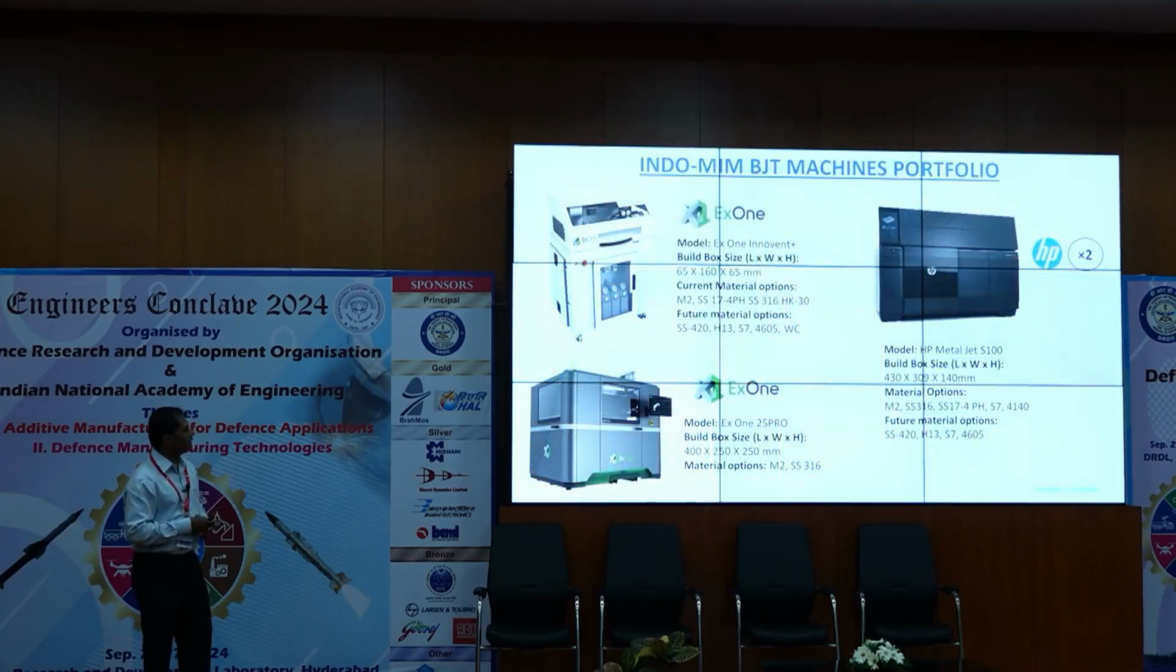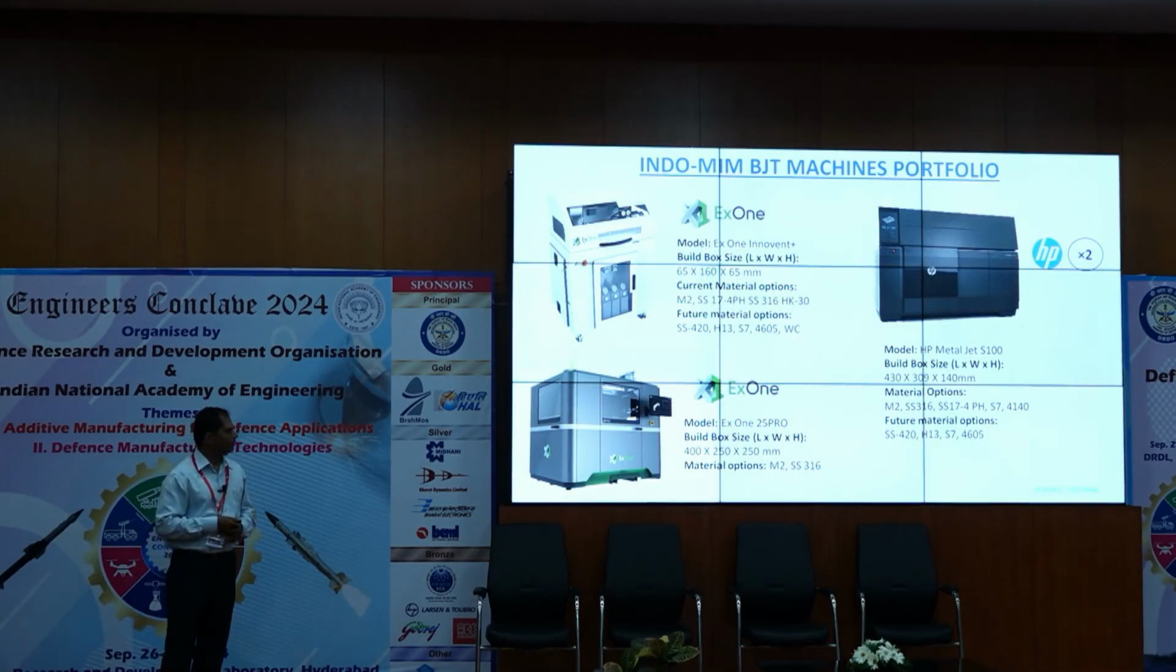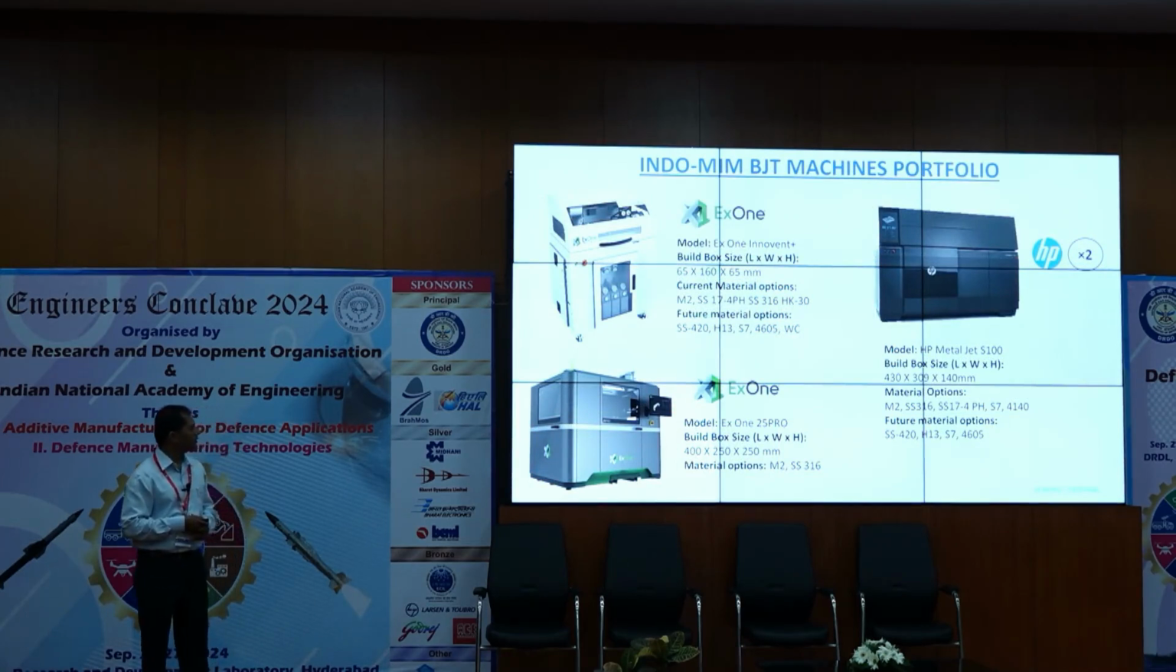Okay. These are the systems available at our end. We have the X1 machines from HP, and we do a lot of material development on stainless steels and tungsten carbides. Now we are doing it on nickel-based and cobalt-based alloys as well. So a lot of work is going on adapting the metal binder jet method for different materials apart from the standard stainless steel materials.